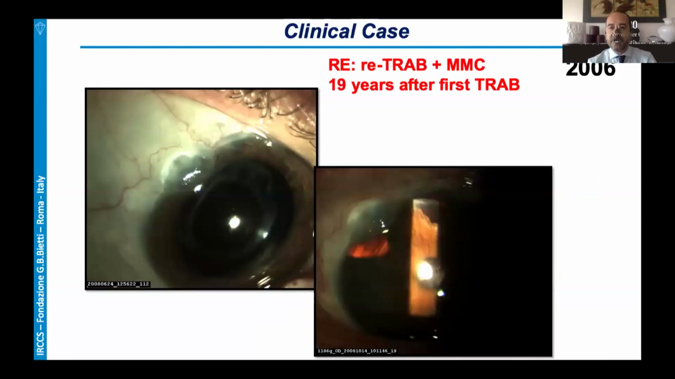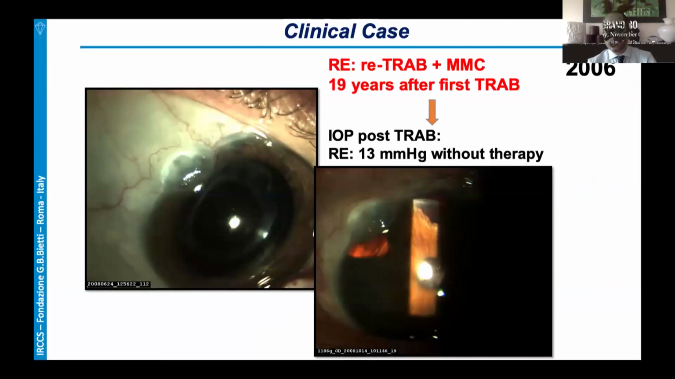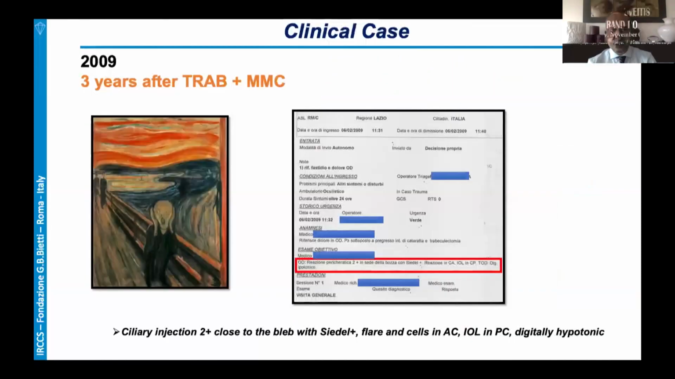For this reason, the patient received a new surgery in the right eye, a new trab, this time plus mitomycin, 19 years after the first trabeculectomy, with a good result because the IOP after the trabeculectomy was 13 millimeters of mercury without therapy. But 3 years later, the patient had an infection of the bleb, uveitis.